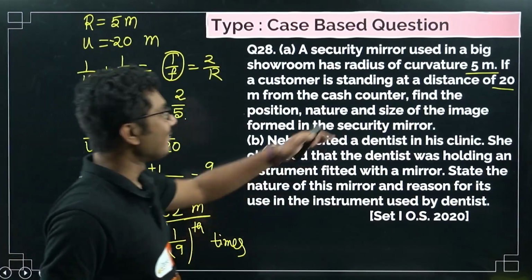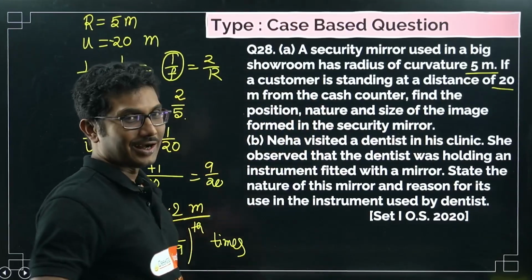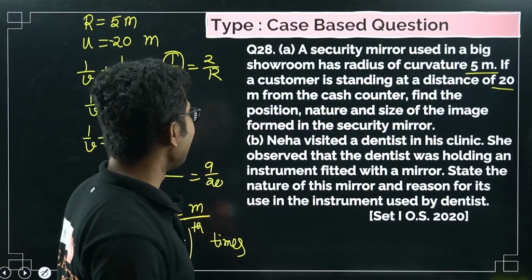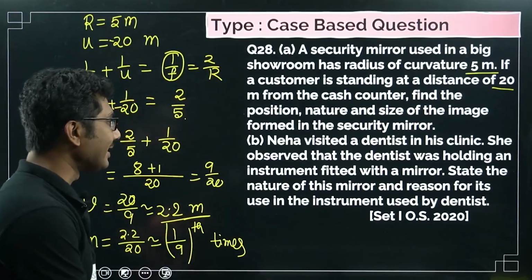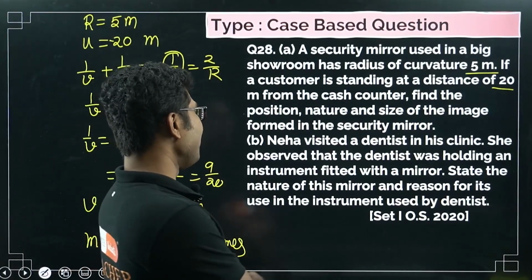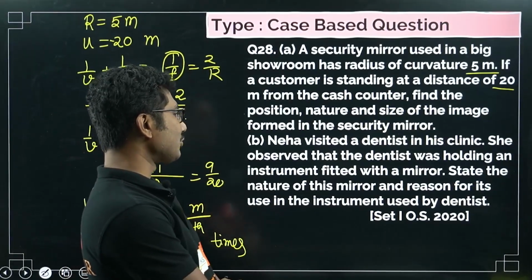Okay, if they have given you the height of the customer, then you could have found the size of the image as well. Now next, Neha visited a dentist in his clinic. She observed that the dentist was holding an instrument fitted with a mirror. State the nature of this mirror and reason for its use in the instrument used by the dentist.